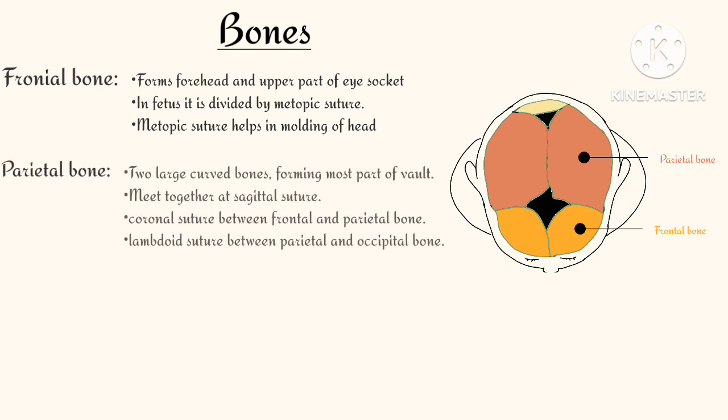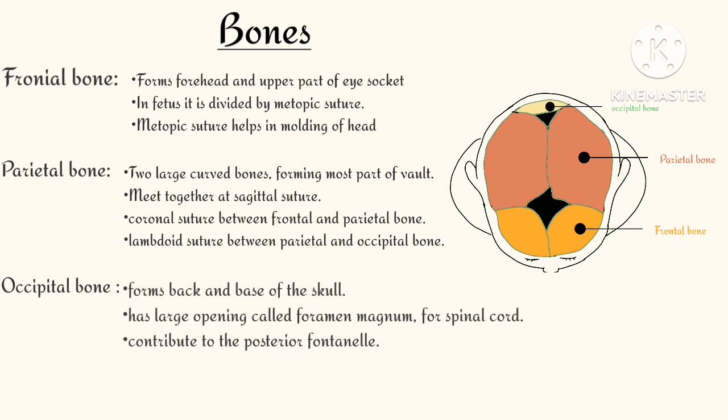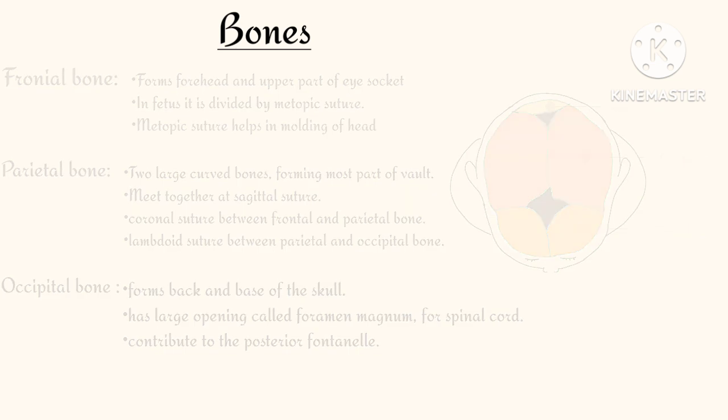Parietal bone. These are two large curved bones forming most of the vault of the skull. They meet at the sagittal suture in the midline and join the frontal and occipital bones via coronal and lambdoid sutures respectively. We can think of the parietal bones as the main roof of the fetal skull. Occipital bone forms the back and base of the skull. It is roughly triangular in shape in the fetus and has a large opening called the foramen magnum for the spinal cord. It joins the parietal bones at the lambdoid suture and contributes to the posterior fontanelle.